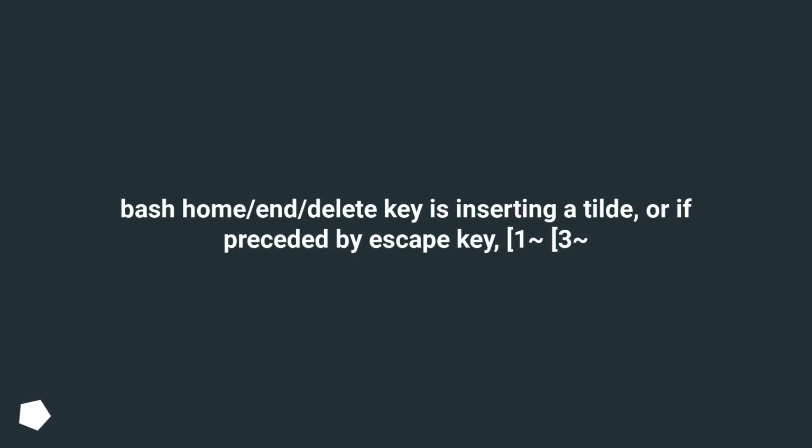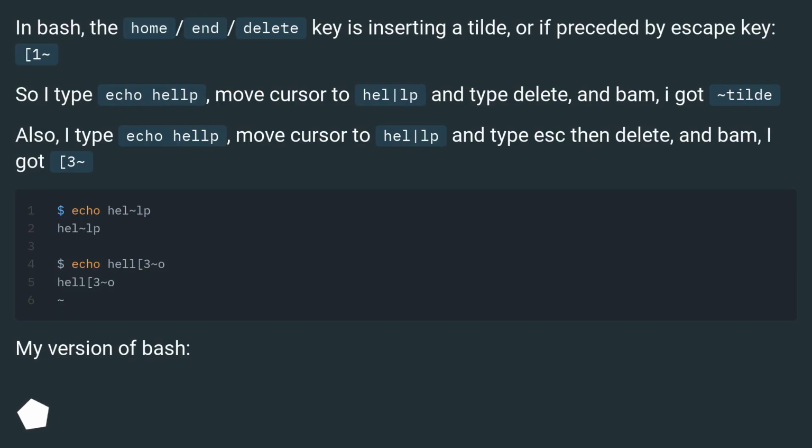In Bash, the home/end/delete key is inserting a tilde, or if preceded by the escape key, 1 tilde. So I type echo help, move the cursor to between hel and lp, and type delete, and bam, I got a tilde. Also, I type echo help, move the cursor to between hel and lp, and type escape then delete, and bam, I got 3 tilde.